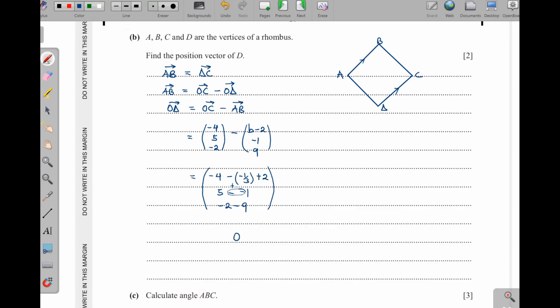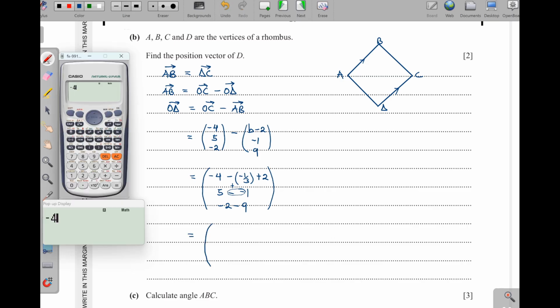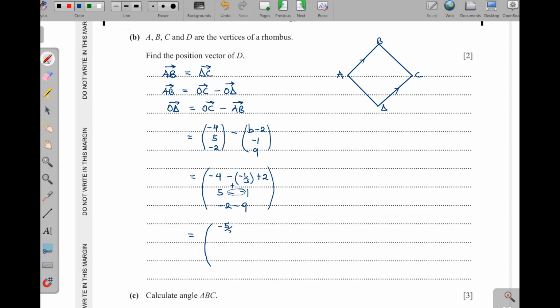So what is going to be our OD? From here, we can have -4, then plus 1/3, then plus 2. That one will give us -5/3. This one is 6. This one is -11. I can leave it here just like this, or I can say OD in terms of i, j, and k will be -5/3 i, then plus 6j, and then minus 11k. Even this one is okay.